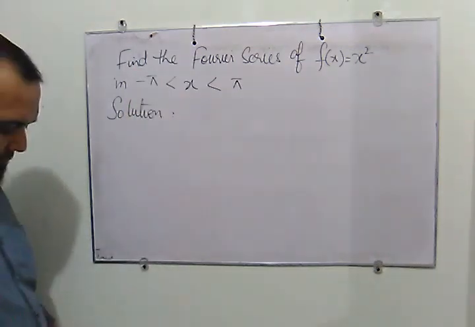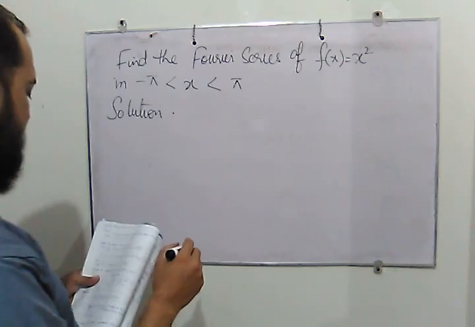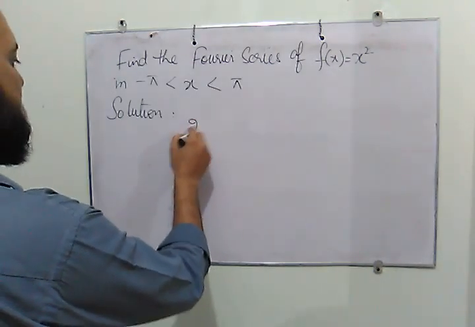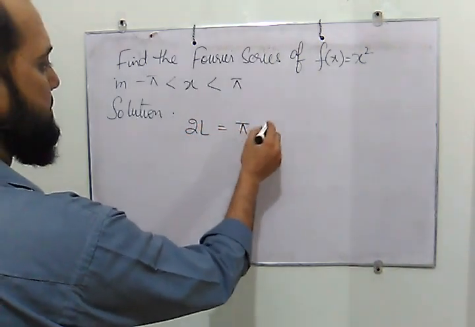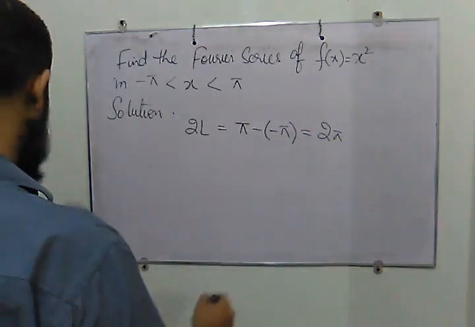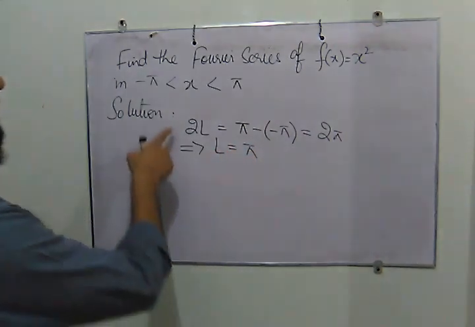So we have this question. The solution is this. First we will find the period given by the interval. The period is 2L, pi minus minus pi will be 2 pi. So this shows that L is equal to pi.